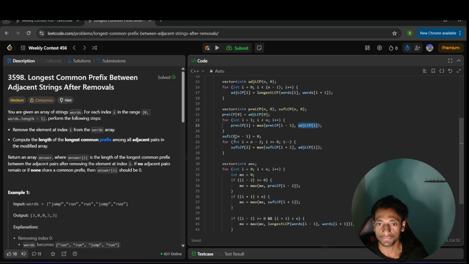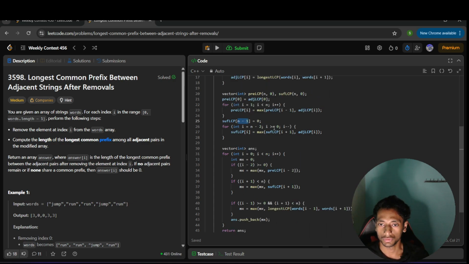Okay. And for the suffix array that I want to generate, for n minus 1 it will be 0. Why? Because there is no pair possible with n minus 1. There is no more character on the right side, so no adjacent pair is possible, and that's why it will be 0. Now for n minus 2 down to 0, I am traversing from right to left, since this is the suffix array. I start from n minus 2. One value will be adjacent of LCP I, and the other will be the one present in suffix of I plus 1. Got it?